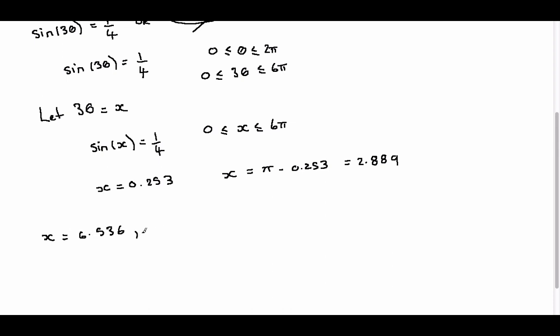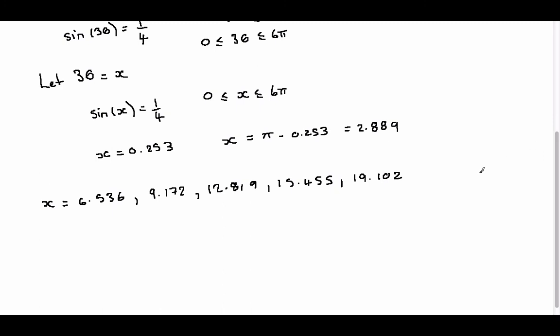So looking through all of them, we'll see the further solutions are 6.536, 9.172, 12.819, 15.455, and 19.102. So we have 1, 2, 3, 4, 5, 6, 7 solutions in our region. This was just for x.